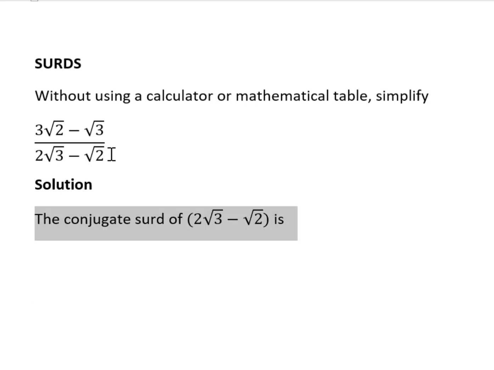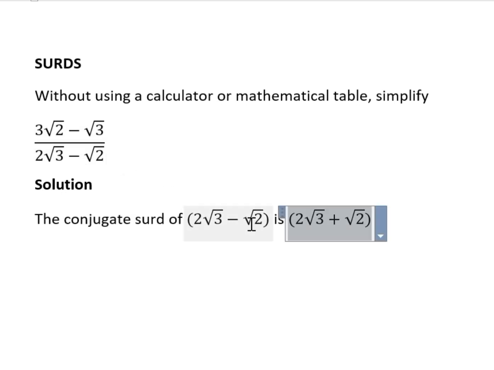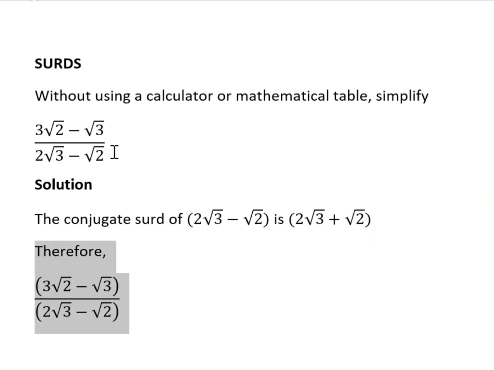Now, the conjugate surd of the denominator is given by taking the denominator and changing the sign that we have here. So the conjugate surd of the denominator will be the same expression, but with this sign changed. So it will be 2 root 3 plus root 2 in brackets, because it's representing one thing, which is a conjugate surd. So we multiply both sides by it. We multiply what we are given by this on the numerator and the denominator, like that.